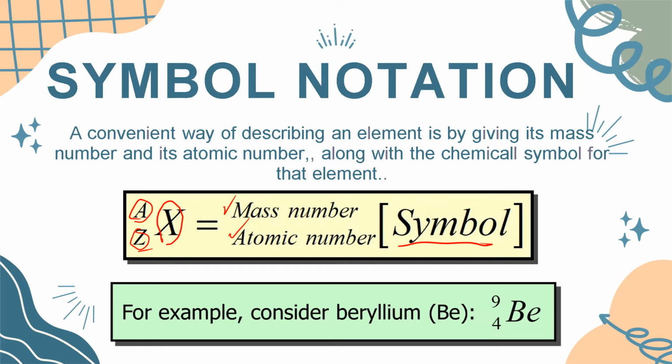Okay, so for example, we have this beryllium. So, beryllium 9,4, 9 as its mass number and 4 as its atomic number.